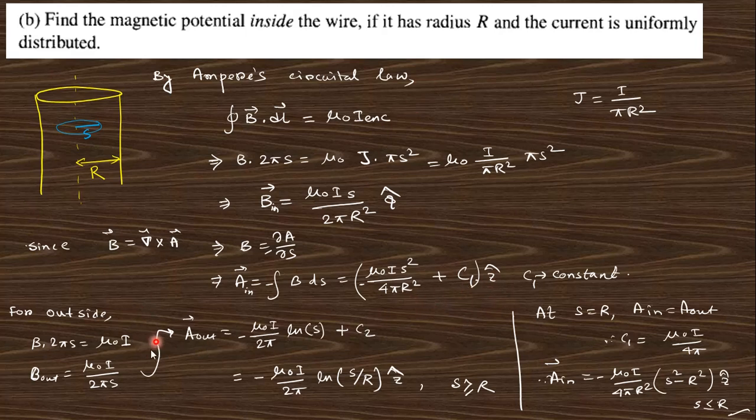Now the outside magnetic field will be like that, and you know the vector potential outside will be this one. So from here, using the boundary condition that at s equals r, the inside vector potential and outside vector potential will be the same, you will get the value of constant c1. After putting this value, this is the magnetic vector potential inside, and this is the magnetic vector potential outside.